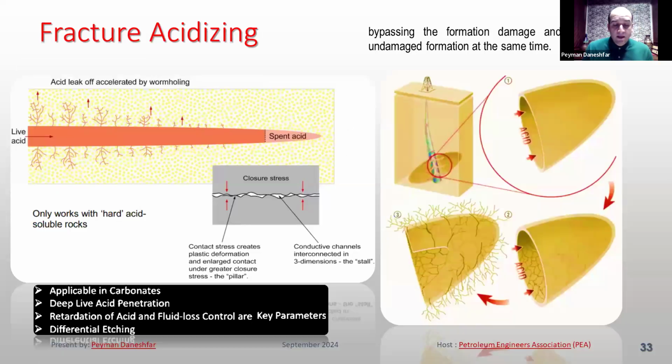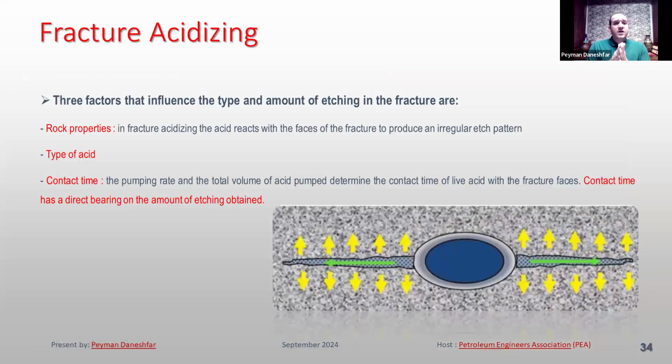Here you can see that acid leak-off is accelerated by wormholing. You see that the live acid goes inside, and after that the spent acid will leak off. Another thing we should know is that fracture acidizing is applicable in carbonate, but in a sandstone formation we should use hydraulic fracturing.